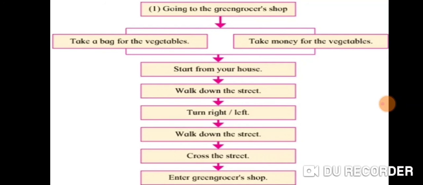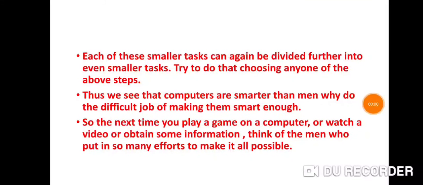Further, walk down the street. Then look out for the shop. If it's on the other side of the road, students, you need to cross the road for that. And finally, you enter the greengrocer's shop, pick up the vegetables and return home. Students, I hope this helped you to decide how you have to take the initiative to divide a task into the given steps.